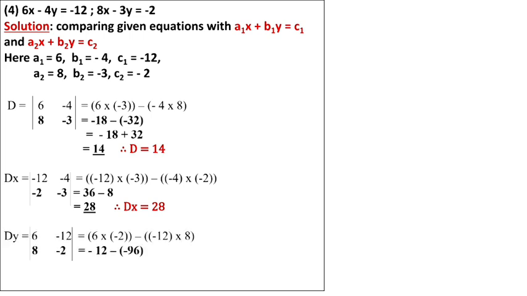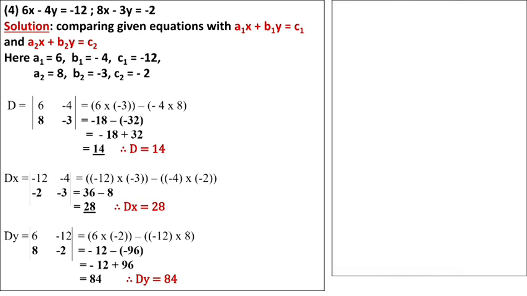For Dy we will take what? a1, a2 and c1, c2. So 6 into minus 2 minus 12 into 8. 6 twos are 12, so here our answer is minus 12, minus 12 eights are 96, minus 96. We'll open the bracket, minus plus. Now 96 minus 12 we get 84. So Dy value is 84.